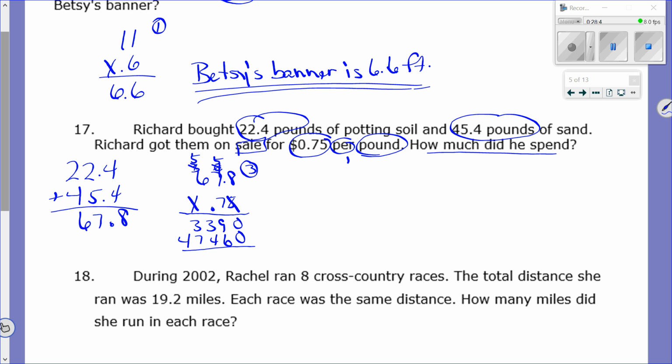Make sure your handwriting is neat so that you can keep track of all of your columns. 10 and a 1. Once I have the answer, now I go back. I say I had 3 decimal places. I need to put 3 decimal places in my answer. So make sure your answer has 3 decimal places. So what did he spend? Richard spent, good, $50.85.